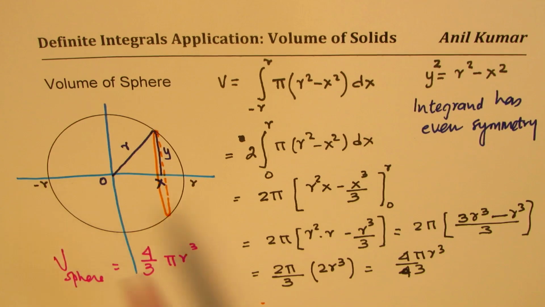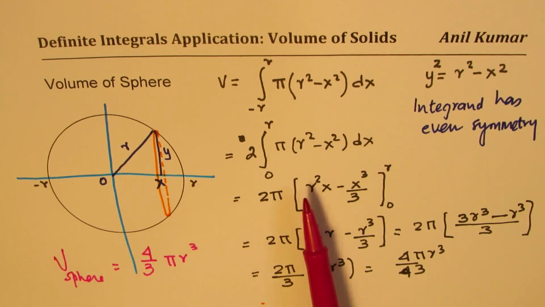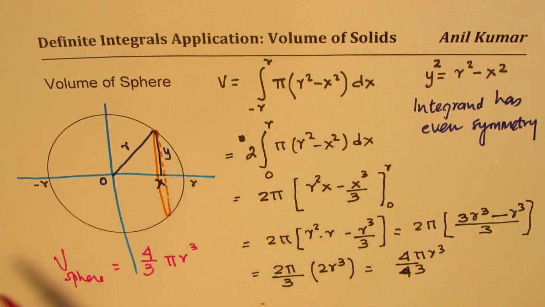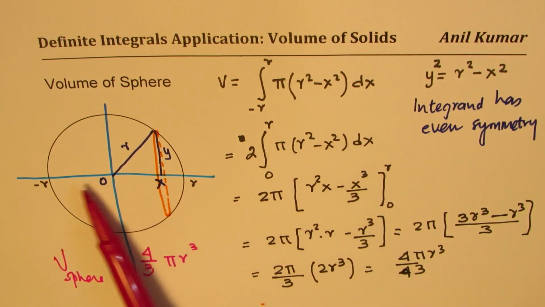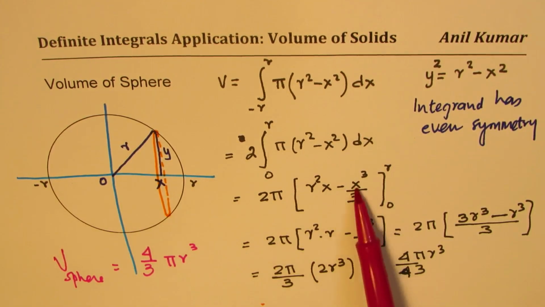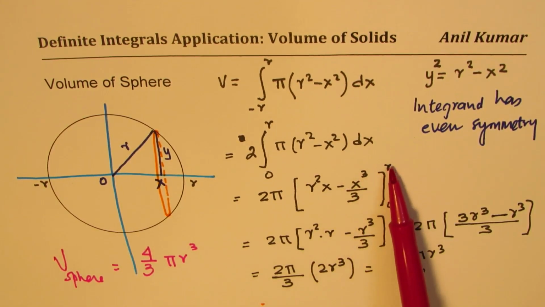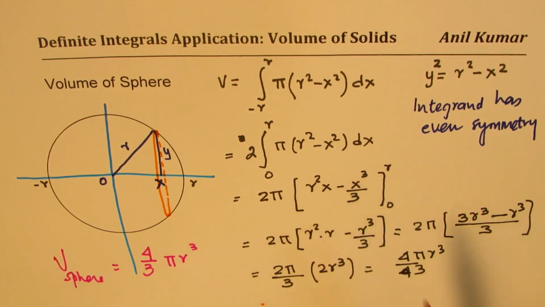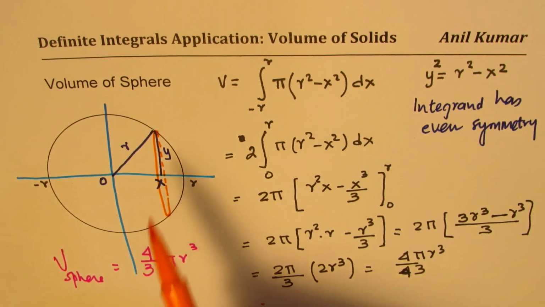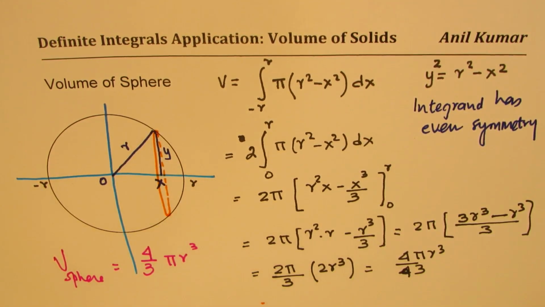Since r is a constant, the integral will be r squared times x, and for x squared, which is varying, it will be x cubed over 3. Substituting the values, minus 0 is 0. So we get our formula. Is that clear to you? So by addition of these disks, we found the formula for the volume of a sphere. I hope you understand and appreciate all these steps.